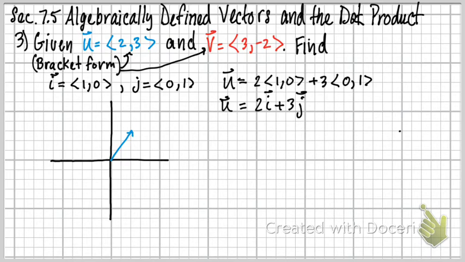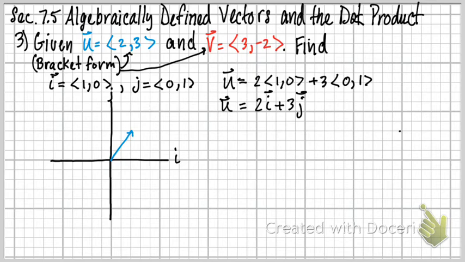Okay, and if I think of it this way, this is really my I axis. This is really my J axis up here. So I'm able to go over 2 in the I direction and up 3 in the J direction. So that's another way to think of these vectors. And that's used widely in physics and other topics.